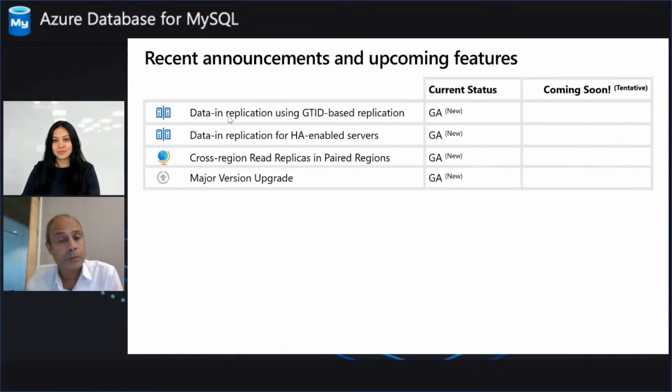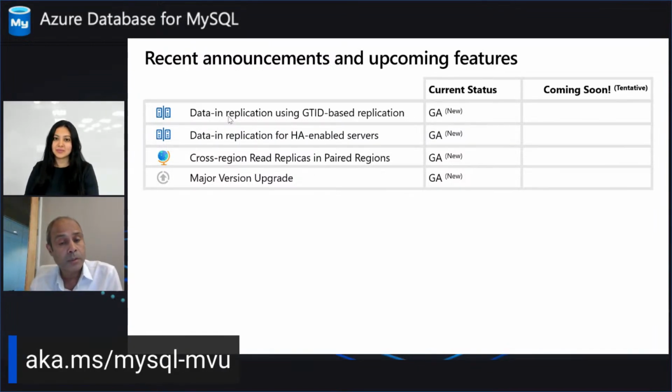The next feature we want to talk about is the major version upgrade. As many of you might know, MySQL 5.7 will reach end of life on October 31st this year. In Azure MySQL Flexible Server, we have two options you can use to upgrade your MySQL 5.7 to 8.x. One is the offline in-place upgrade, and the second is the near zero downtime upgrade using the read replica. In this demo, we will show how you can use the in-place offline upgrade using the portal.